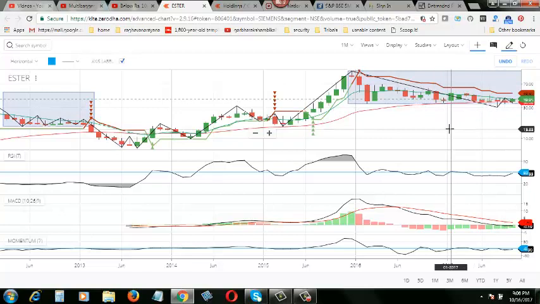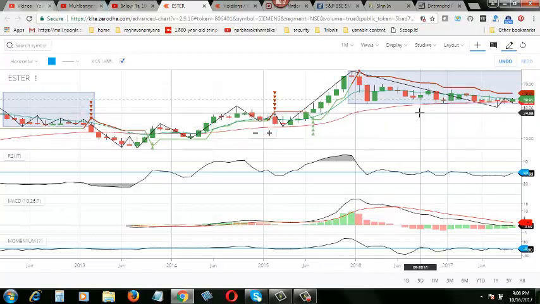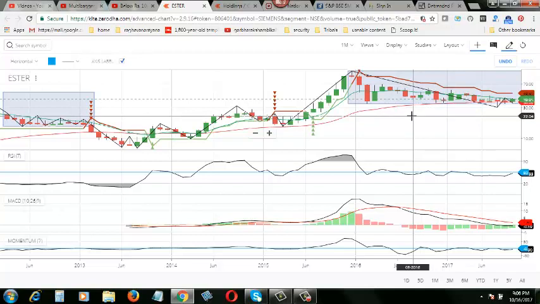Whoever has invested in this stock for a long period of time has definitely lost money. At this moment, this stock is not recommended for a long-term strategy. The maximum thing you can do with Ester Industries is swing trading. This is the judgment of this particular technical analysis.